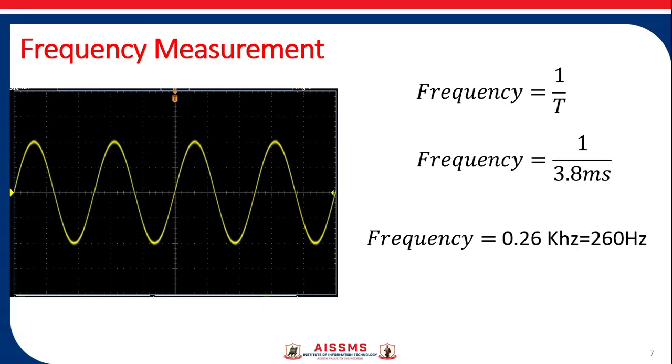The third measurement is frequency measurement. The frequency f of periodic signal is the reciprocal of time period T. Mathematically, it can be represented as f is equal to 1 by T. T means time period. So what is the frequency of this signal? The frequency is equal to 1 by T. This is the time period that we have already calculated in the previous slide, and the time period was 3.8 millisecond. So frequency is equal to 0.26 kilohertz, and that is nothing but 260 hertz.